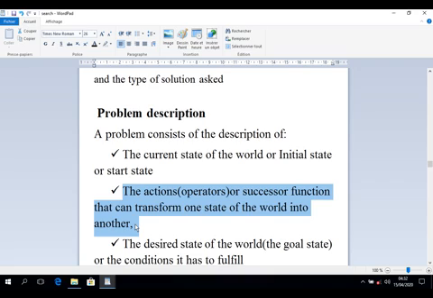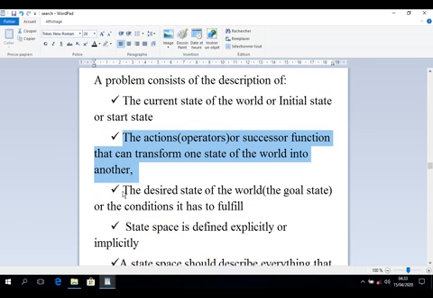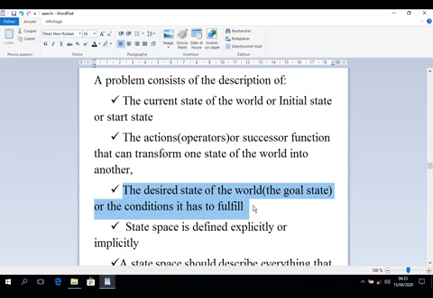The importance of cost depends on the problem and the type of solution asked. Fine. Now, problem description. How do we describe a problem? A problem consists of the description of the current state of the world, called the initial state. So to describe the problem, you should give the initial state.